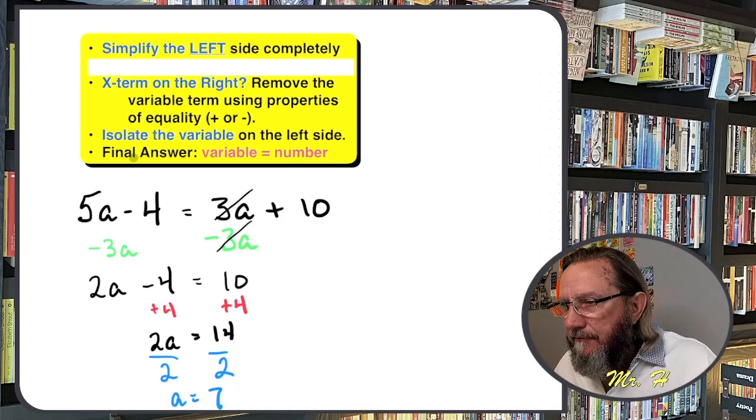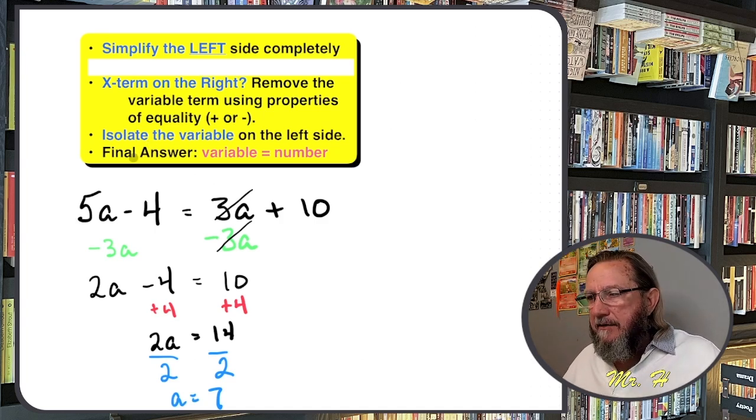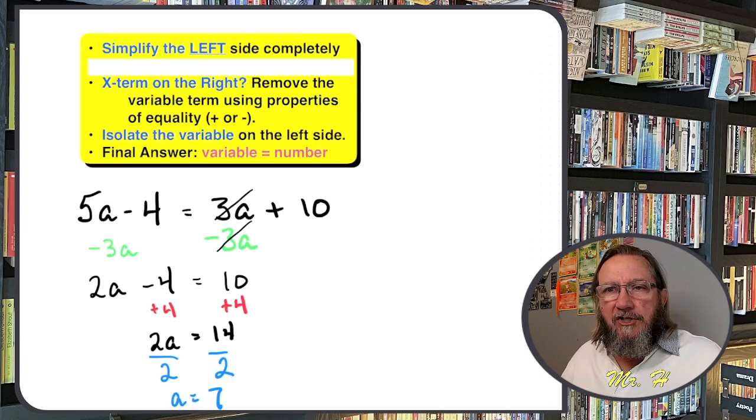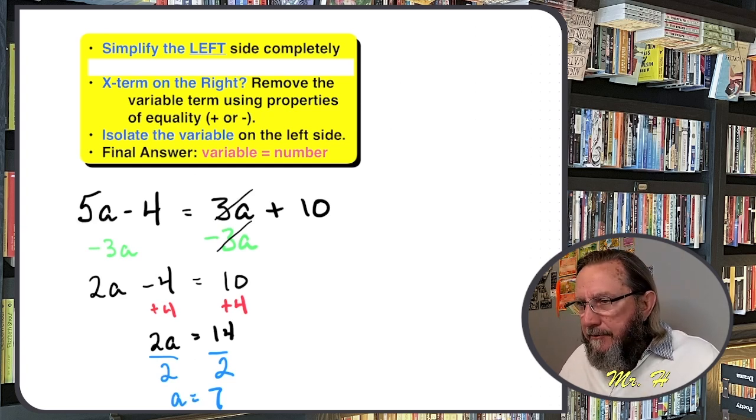We've got simplify on the left, simplify the left side completely. If we've got an x or a variable on the right-hand side, we need to get it off of there. Normally, addition or subtraction will take care of that without any problem. Isolate the variable. We know how to do that, getting our final answer, so we're good. Let's move on to another problem.